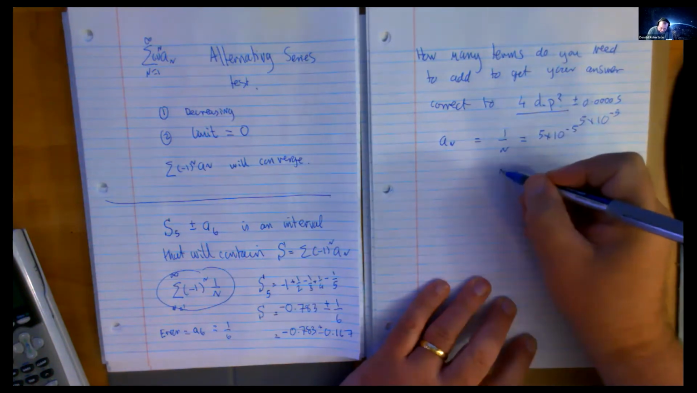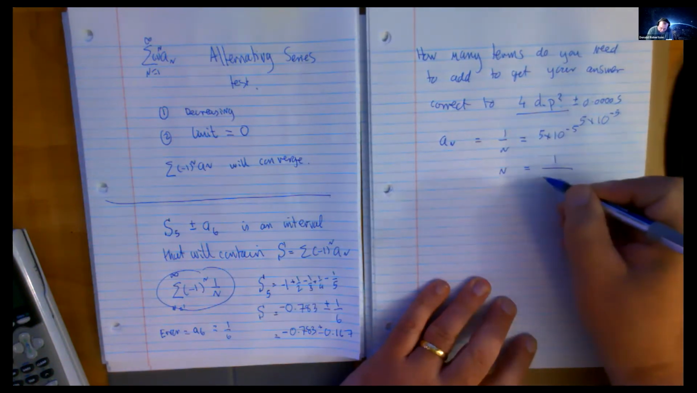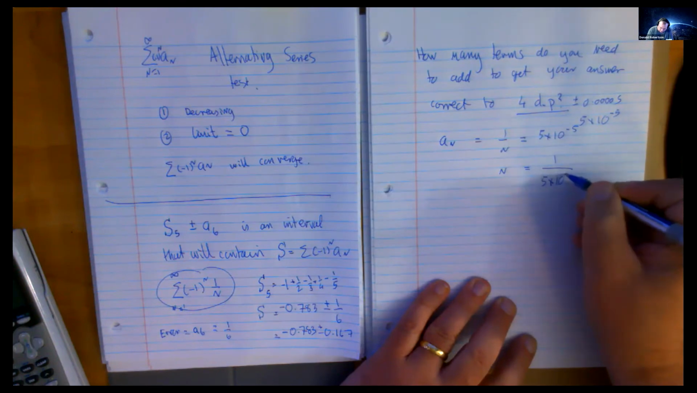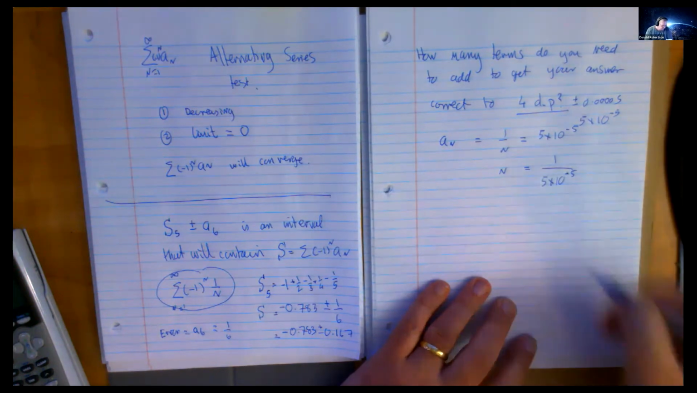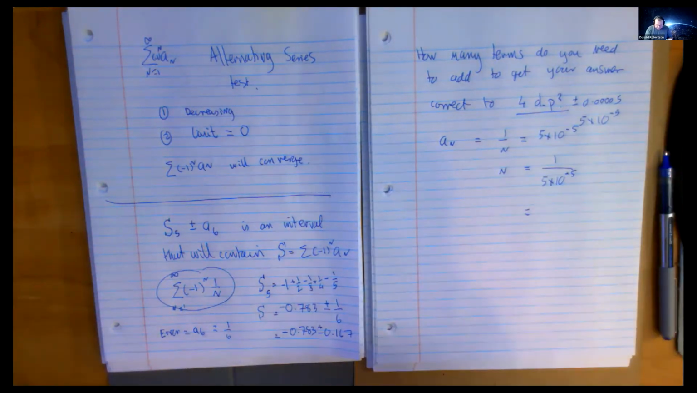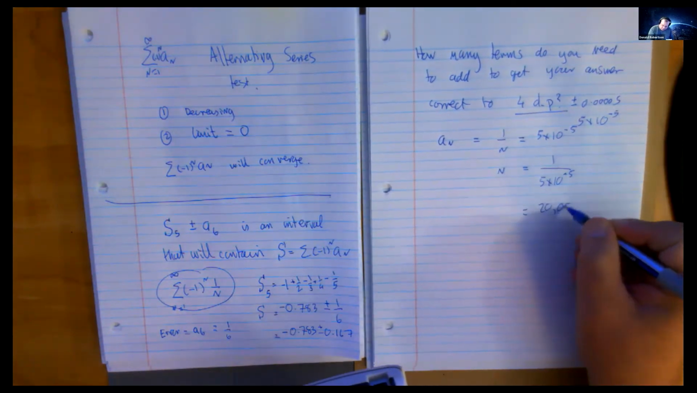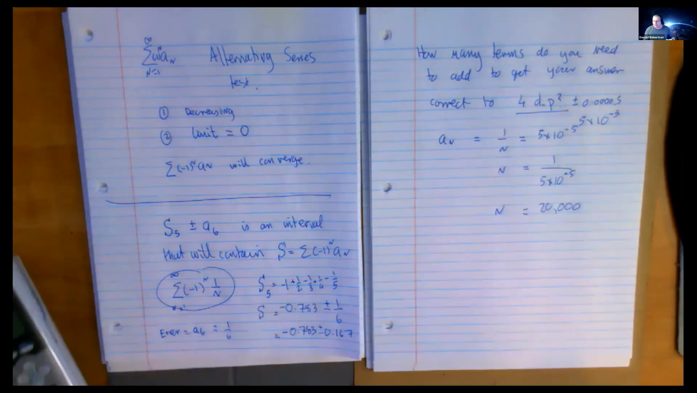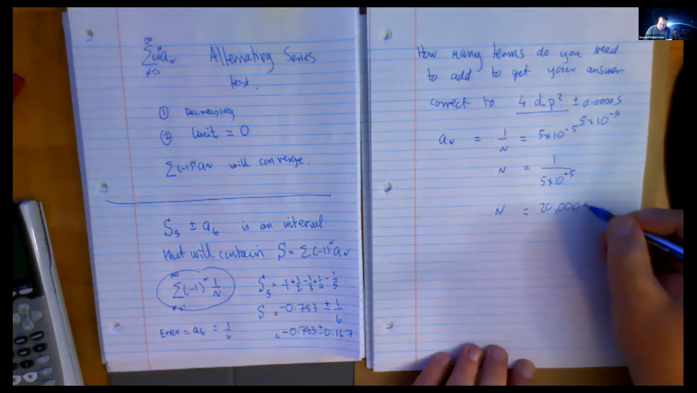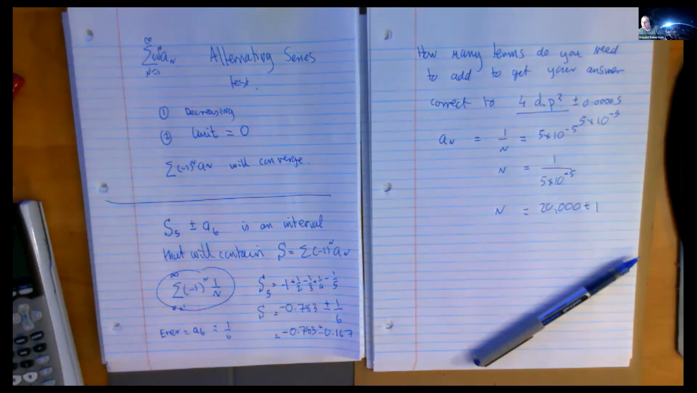Well, doesn't that make n 1 over 5 times 10 to the negative 5? And since I got my calculator handy here, 1 divided by 0.1234, and the answer is, yikes. You'd need 20,000 terms. Actually, just to be safe, you need 20,001.